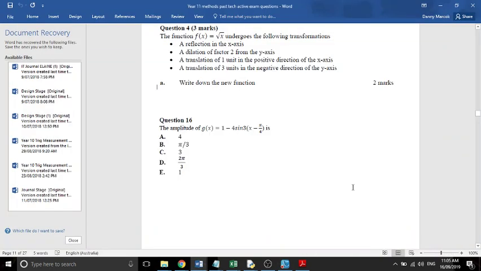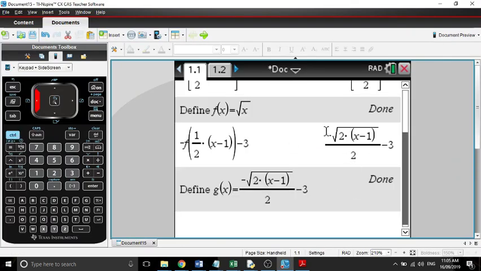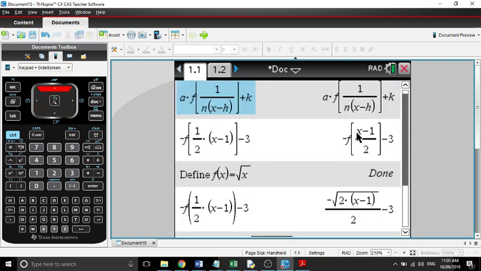So basically, this will be my function. This is what I'll be writing down, that this is what's happened. Take you through that again. Reading through, it's 1 over 2 because it's 1 over n. So a f of 1 over n, x minus h. We end up with this type of thing here because that's what we substituted in.